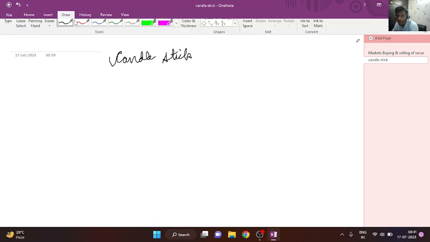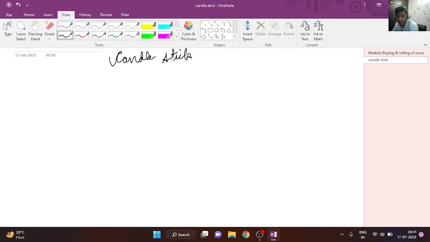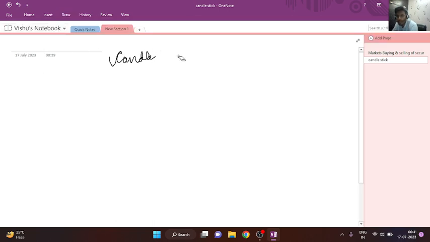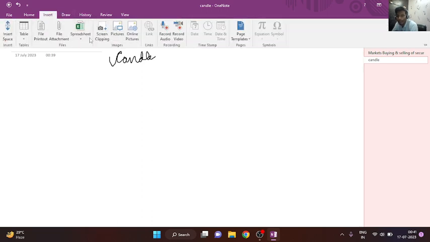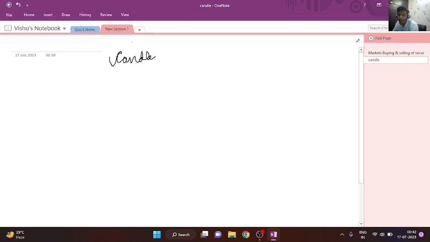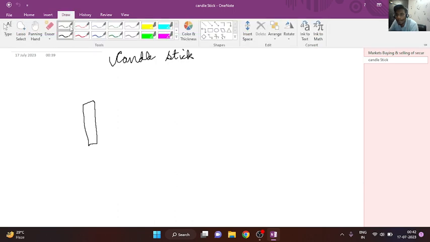So let me tell you first how the candlestick looks like and what the parts of it are. It is similar to what we have drawn right now, the upward, downward and straight trends. Candlesticks look like this. Okay, so candlestick looks like this.